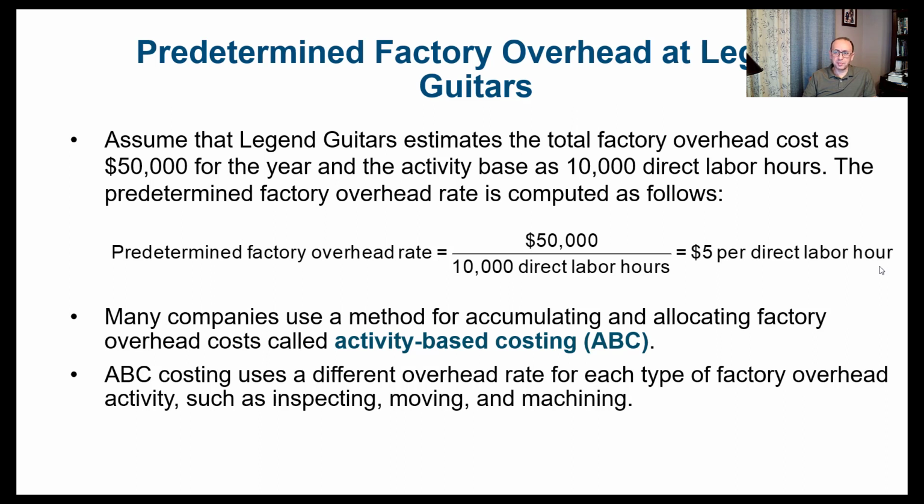Many companies use a method for accumulating and allocating factory overhead costs called activity-based costing, or ABC, and we'll cover that briefly in a future chapter. ABC costing uses a different overhead rate for each type of factory overhead activity, such as inspecting, moving, and machining. ABC doesn't only use one activity base, but several activity bases.